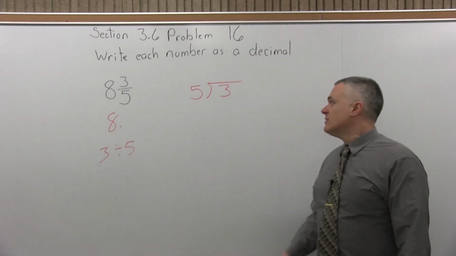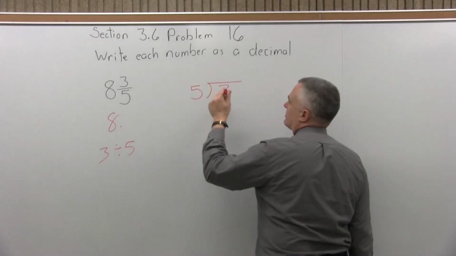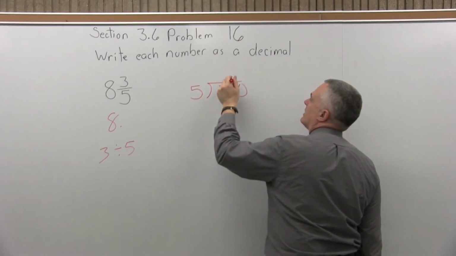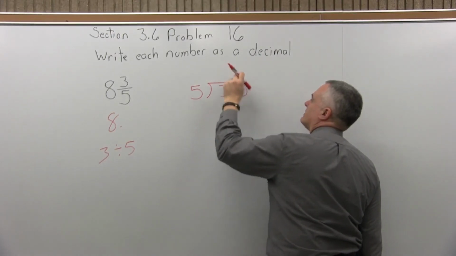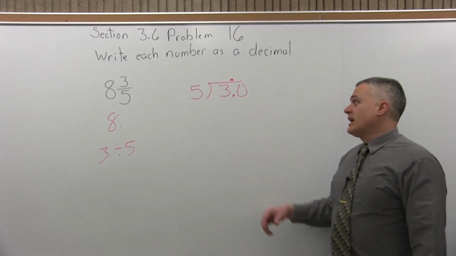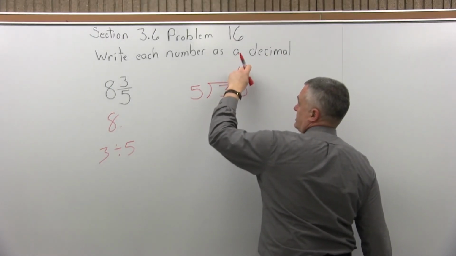5 divided into 3. Now, the 3 is not big enough. 5 won't fit into 3. So write it as 3.0 and treat it as if it's a 30. But when I do that, the decimal I put has to come straight up into the answer. So now 5 will divide into 30 6 times. It actually fits nicely on the first digit that I put there.